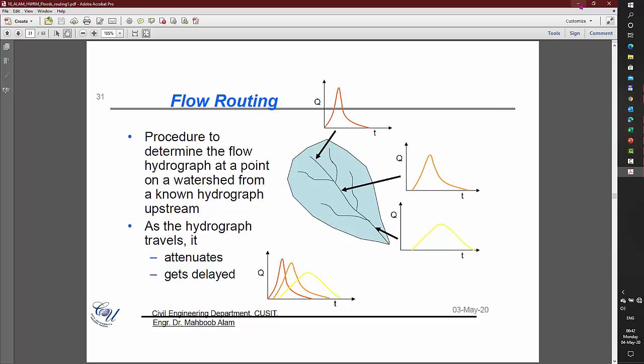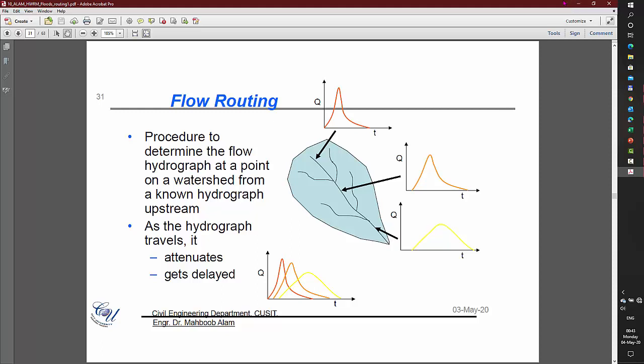Flow routing is basically a procedure to find out the flow hydrograph at a location downstream on a certain river, based on the hydrograph that is available to you at the upstream location. Basically we are trying to find out how the flood or the flow would look when it reaches maybe 50 or 60 or 100 kilometers downstream.